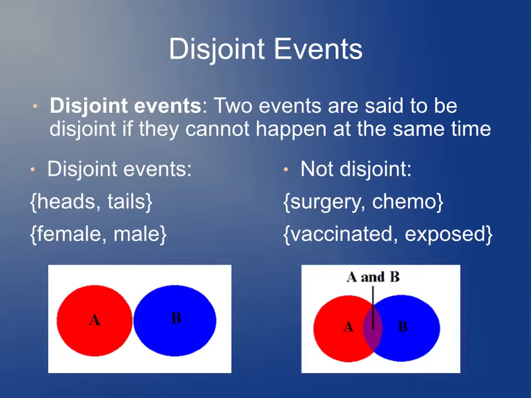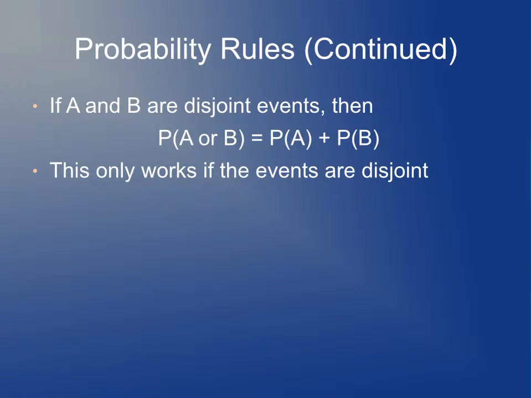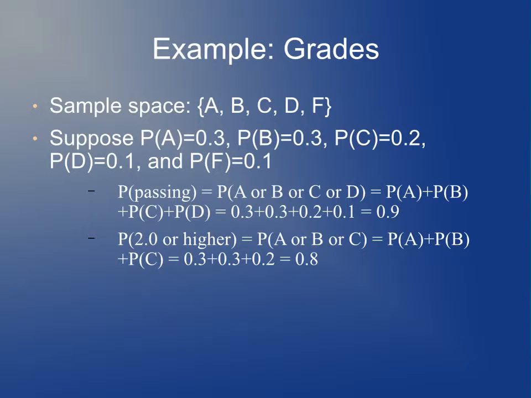The reason why we define disjoint events is for our first probability rule, which is that if A and B are disjoint events, then the probability that A or B occurs is equal to the probability of A plus the probability of B. As I said, this only works if the events are disjoint, and this is where the weatherman got it wrong. It's possible that it could rain tomorrow and rain the day after tomorrow. So you can't just take the probability of rain tomorrow plus the probability of rain the day after tomorrow to get the probability of rain on either day, because the events are not disjoint.